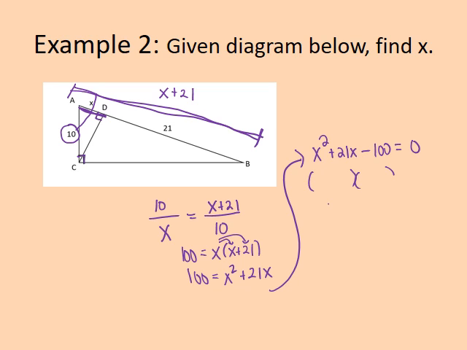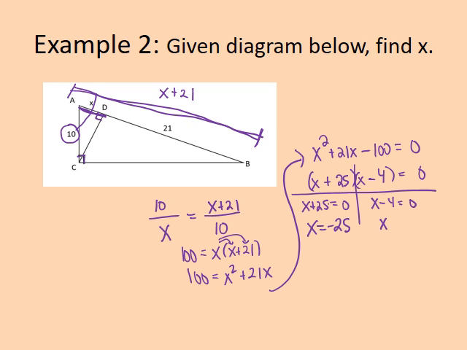So I'm going to factor this. So we have x and x, and the factors of 100 that work are 25 and 4, and we have positive 25 and negative 4. So now we're going to tee it up. We have x plus 25 equals 0, and x minus 4 equals 0. So x equals negative 25, and x equals 4.